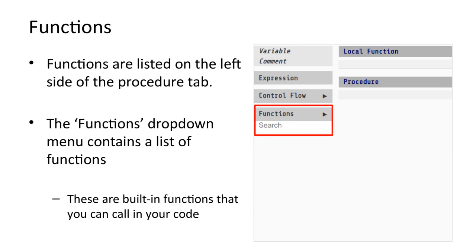In Mobius Modeller, the Functions drop-down menu contains a list of functions. These are built-in functions that you can include in your scripts. We sometimes refer to these as the primary functions. Most of these functions in the drop-down are for manipulating data in the 3D model. The functions are categorized into a set of modules.